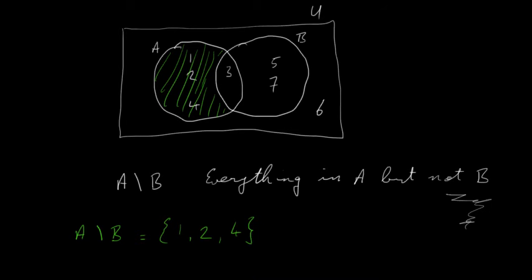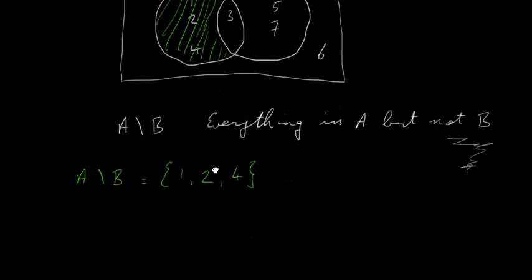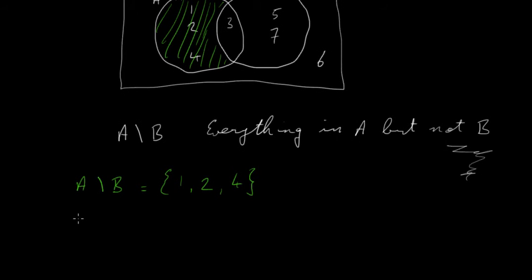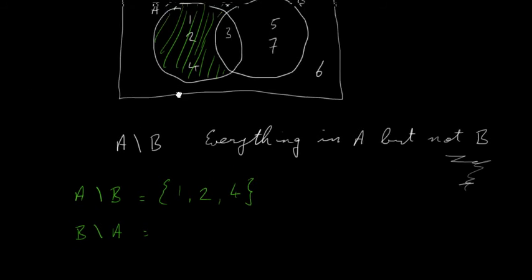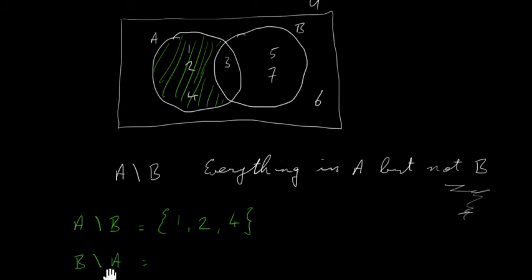Okay. Now what about B less A? We'll do it the other way around and see what happens. So we want B less A. So this is everything in B but not A, or less A, minus A if you like. So what are we talking about there? Let's have a look at our diagram. So we want everything in B. Here's B here. This is all of B. But we don't want A.